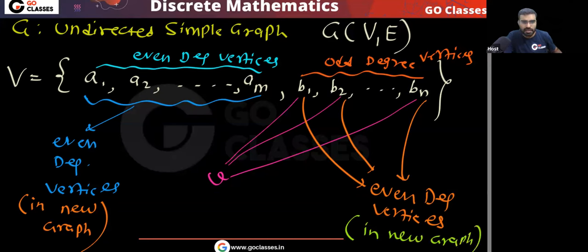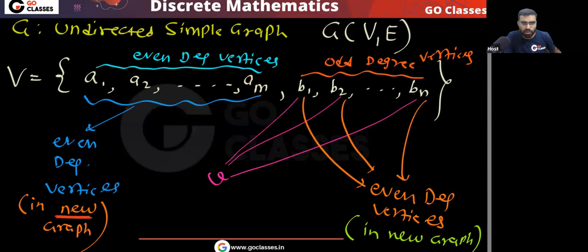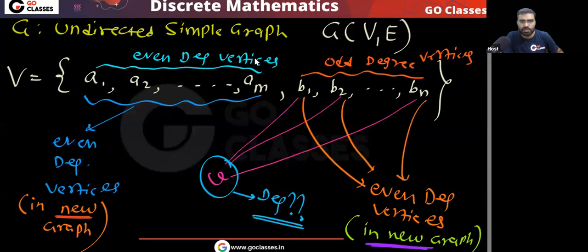But can you guarantee that this vertex V will also have even degree? Tell me, can you guarantee? This is my question. In the new graph, all of these have even degree. But what can you say about the degree of this vertex? Can you guarantee this vertex V will have even degree?